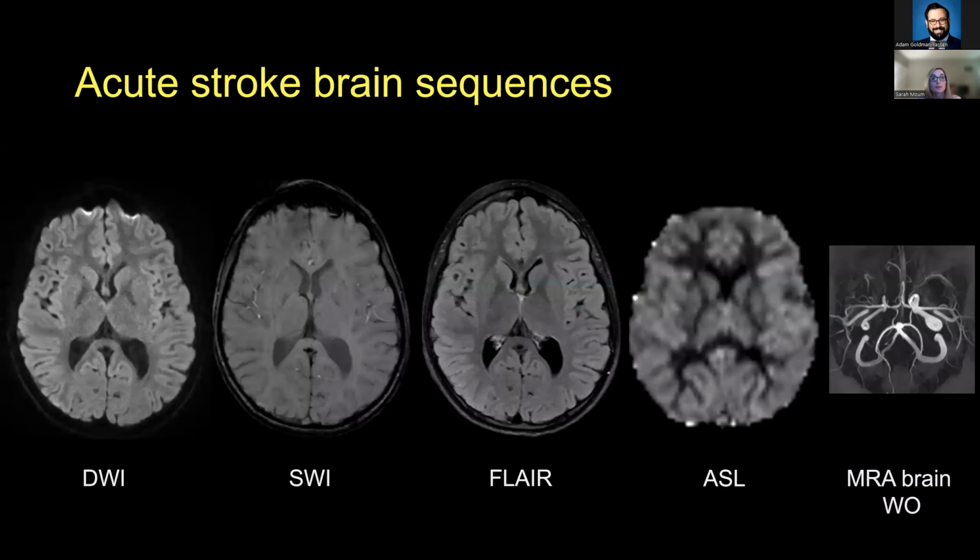Here are the important sequences that we include within our acute stroke brain protocol. DWI helps identify acute infarction. SWI helps identify intracranial hemorrhage.